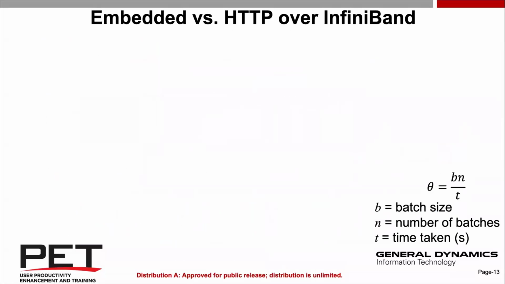We first look at benchmarks that we performed on Scout using HTTP over InfiniBand. At first we looked at comparisons between performing inference without using an inference server at all, what I call the embedded inference approach, where you just import TensorFlow into your CFD code. We computed the throughput in all of our paper using this type of formula: the batch size is the number of samples per request times the number of inference requests we make, divided by the total time it takes to make all these inference requests.